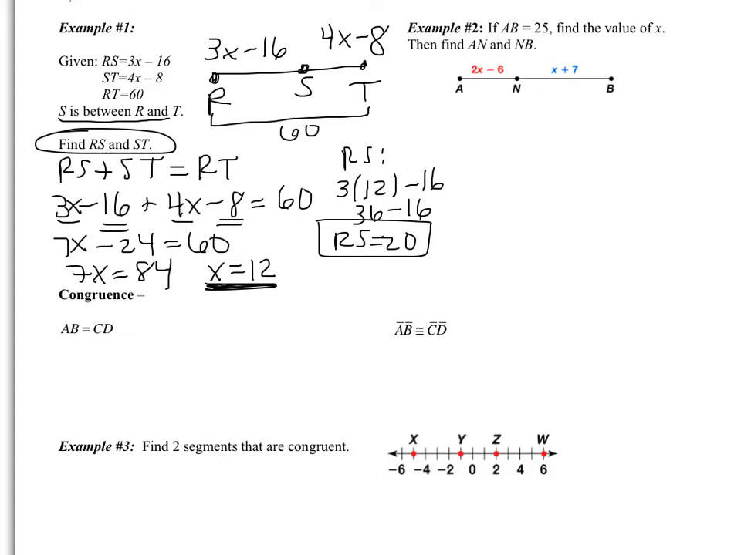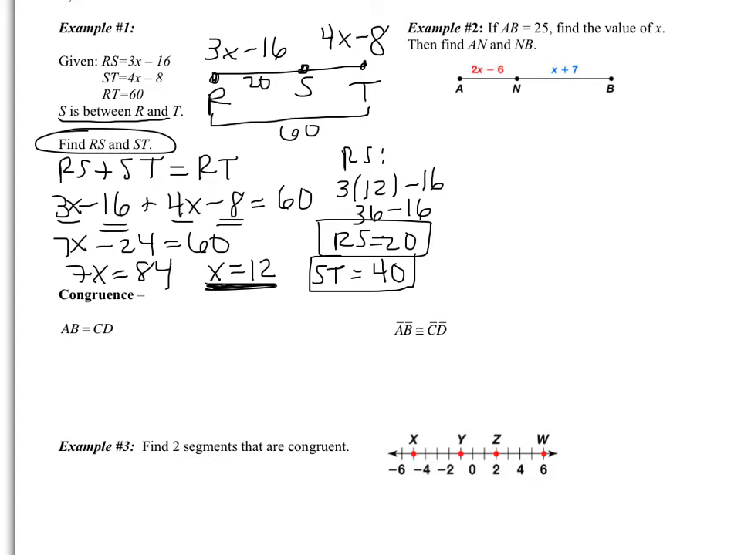So RS equals 20. ST I can find in two ways. I can substitute again, or if the entire segment is 60 and this part is 20, what do I have to add to 20 to get 60? Well, I have to add 40. So that means that ST is 40. Okay, so that was example 1.